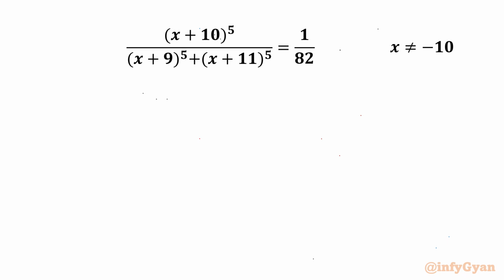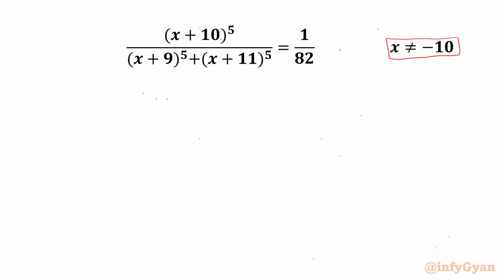Today in this video we are going to solve one very interesting question from algebra. Our equation is (x+10)^5 over (x+9)^5 + (x+11)^5 equal to 1 over 82. Here x cannot be equal to negative 10.